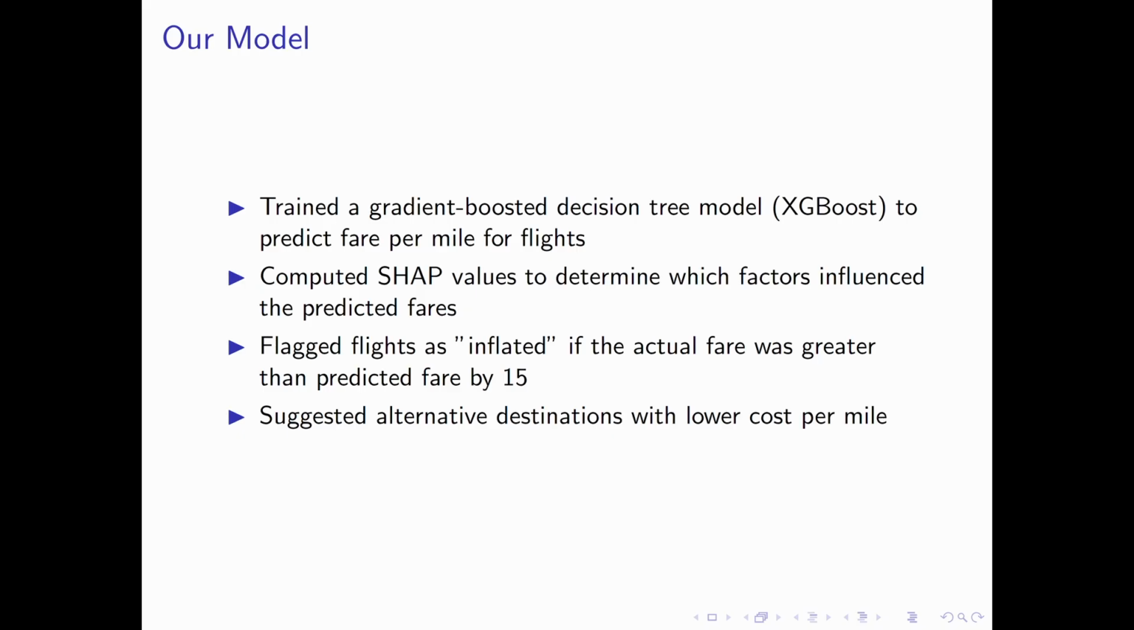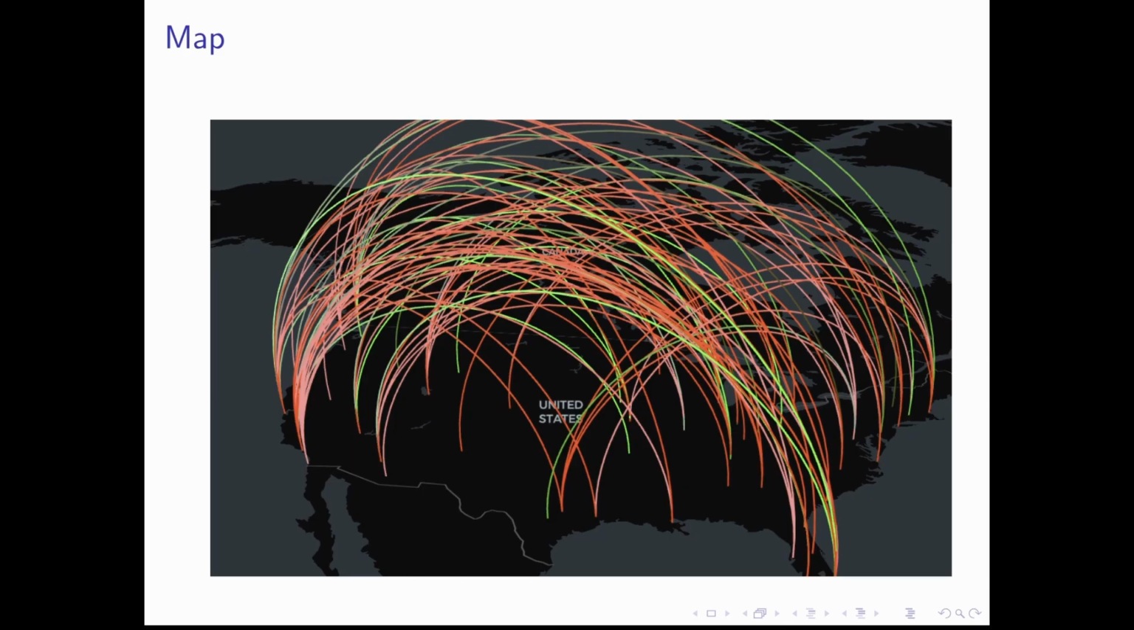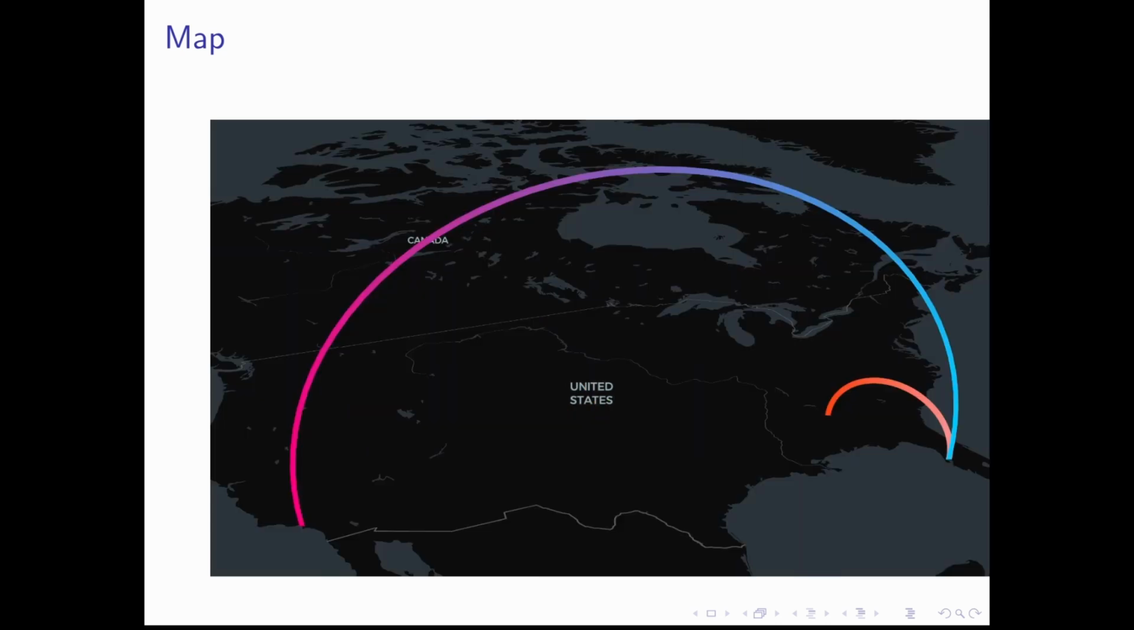So here we have the map of the United States, which represents the inflation of different prices of flights, where each line represents a flight, and the more red a line is, the more inflated it is. This was made using PyDeck. Then we see another map, which has two flights on it. This one is from Tampa, Florida, going all the way to Los Angeles, and this color represents that it is extremely inflated. And so a suggested alternative destination would be instead to go to Alabama.